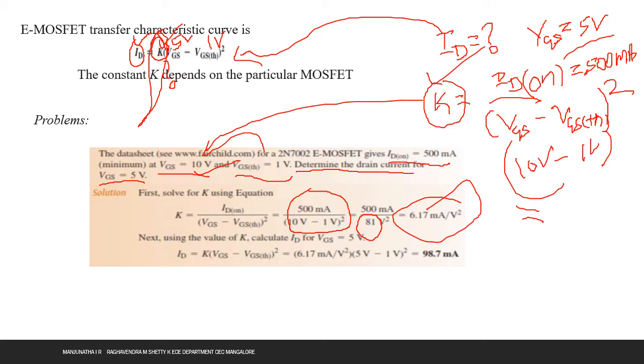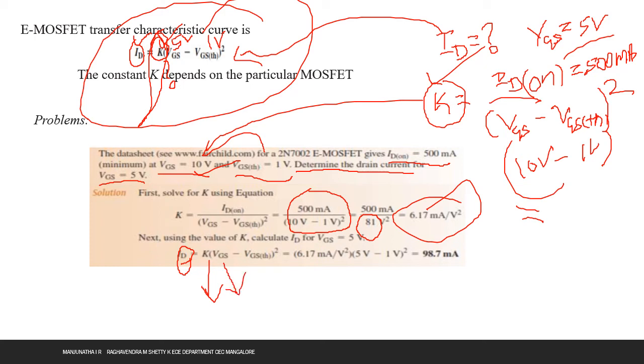Now, by using the same equation, I am able to find out ID. K is 6.17 milliamps, and I have to find ID at VGS equal to 5 volts, and the threshold value is 1 volt. It is not going to differ. Just substitute and I will get the value for ID as 98.7 milliamps. So this is how we should find out the ID for this particular problem.